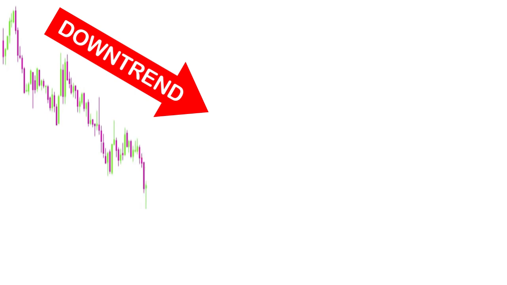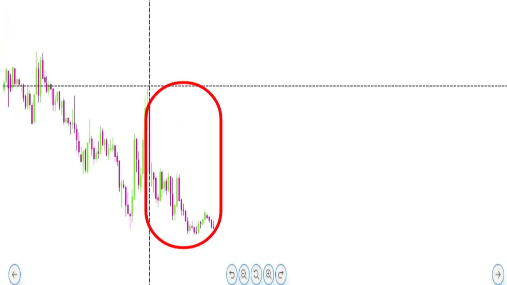Here we have the Euro-Pound chart on 15-minute time frame. We can see that the market is in a downtrend as it is making lower highs and lower lows. We would focus on the recent impulsive move in order to initiate our short trade into the market.